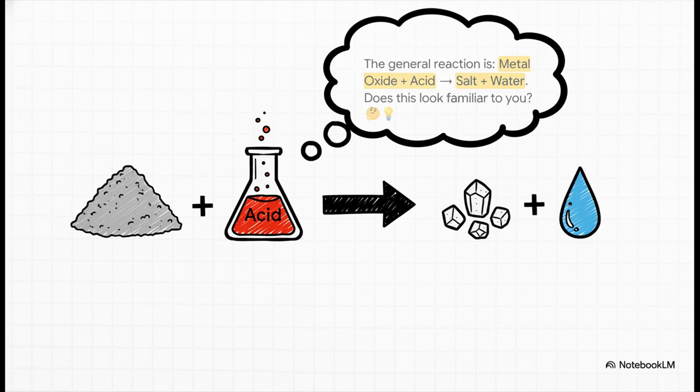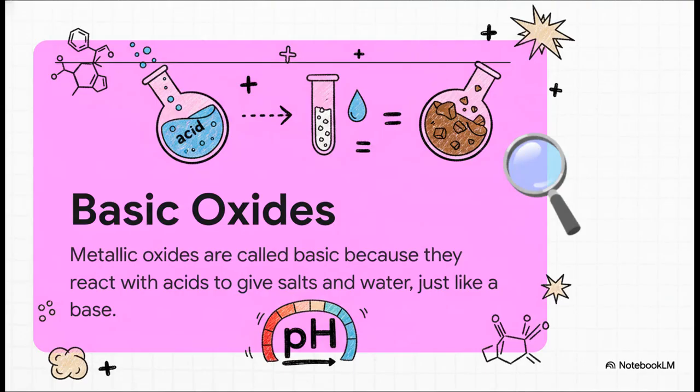Now, I want you to look at this reaction carefully. Does it look similar to another reaction we have just discussed? Think about it. I hope you have noticed the similarity. This reaction produces salt and water, just like the neutralization reaction between a base and an acid. And because metallic oxides react with acids in the same way as bases, we can conclude that they are basic in nature. That is why they are called basic oxides.